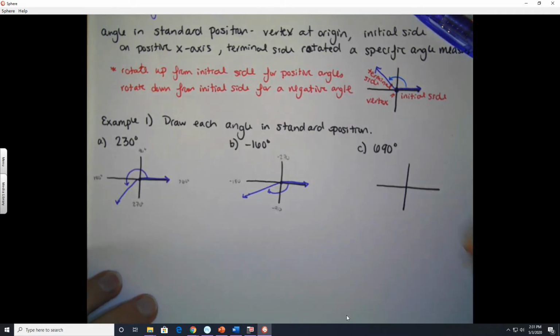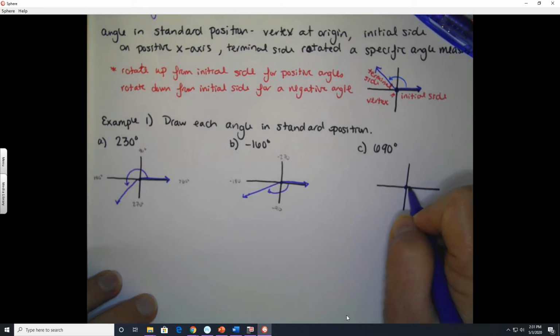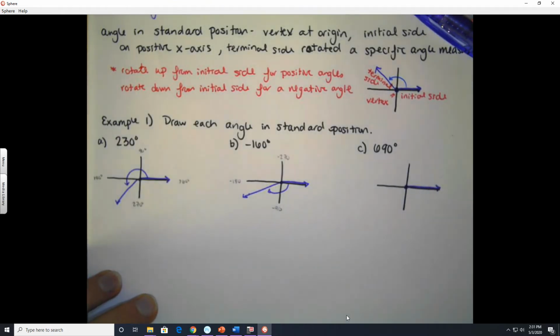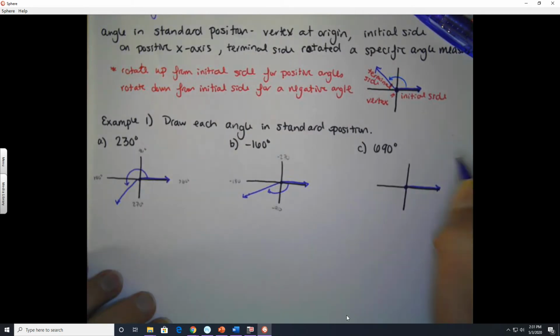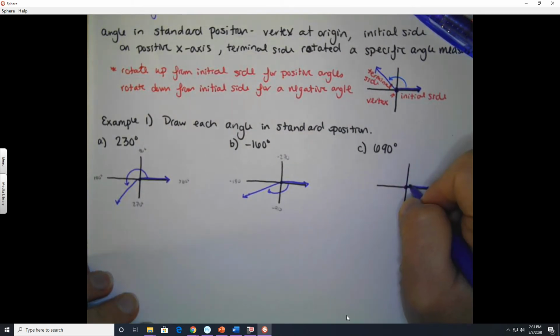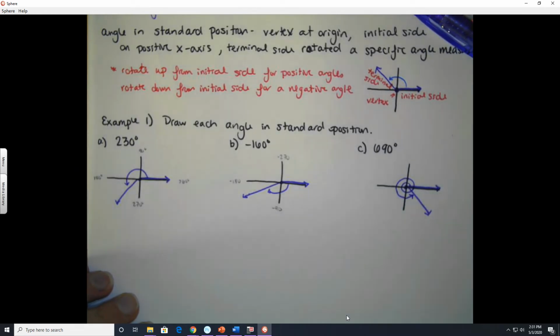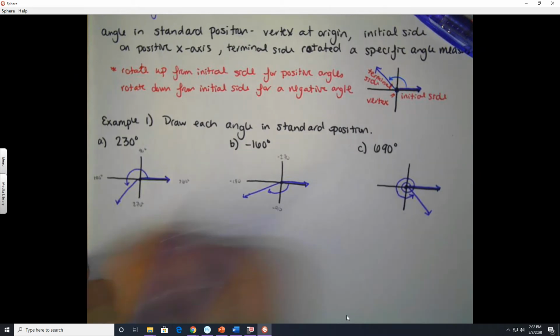Finally, we have 690 degrees. Vertex at the origin, initial side on the positive x-axis. Notice this time our angle is larger than 360, so we're going to be going more than one time around. It's positive, so I'm rotating up. If I start from my positive x-axis, all the way around once would be 360. If I keep going another 90, here's 450. Keep going, here's 540. If I keep going, here we have 630. So 690 is going to be a little ways past that, so maybe about right here. Draw in my terminal side. You'll see a spiral on these ones where we go more than one time around. And there's all those angles in standard position.